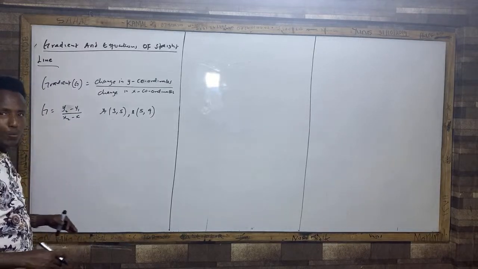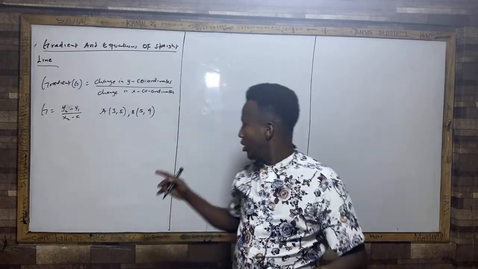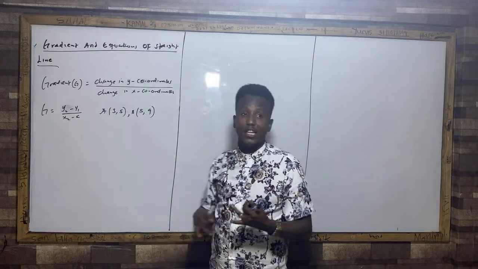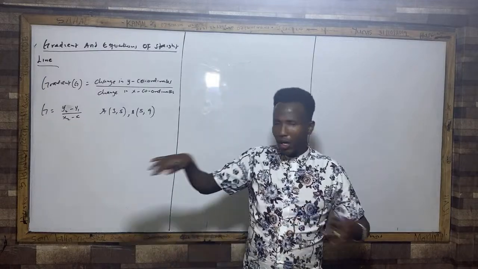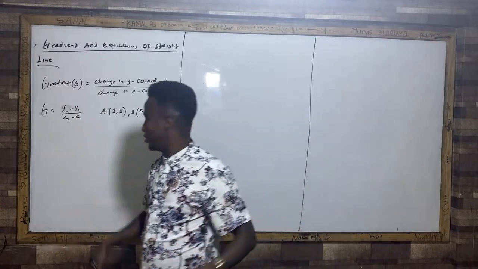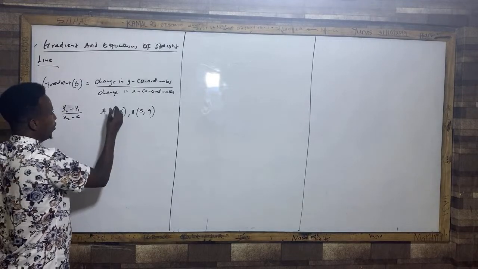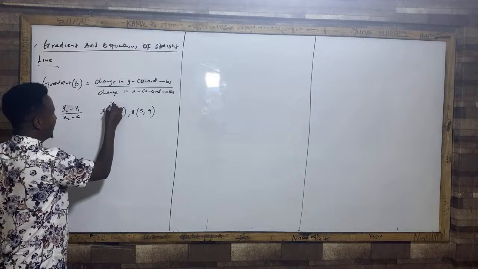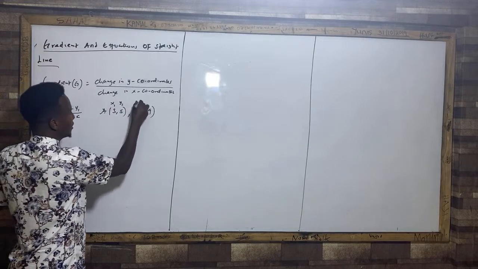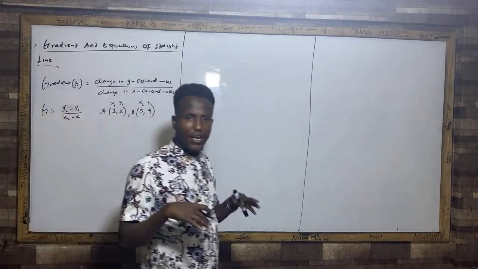When 2 points are given, there are 2 possible questions that can come. Because when you have 2 points, you can get the gradient of those 2 points. You can also get the equation of the straight line joining the 2 points. In the first point, we have x1 and y1. In the second point, we have x2 and y2. Just understand this very well.